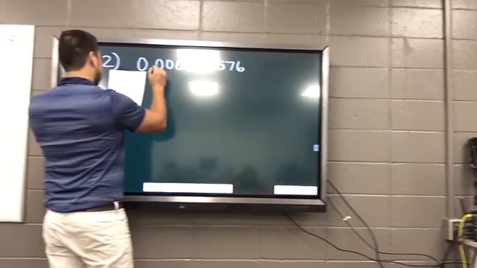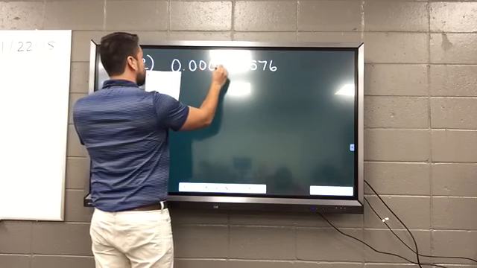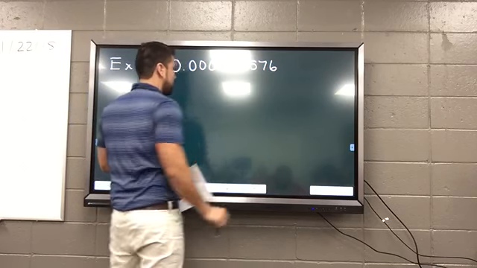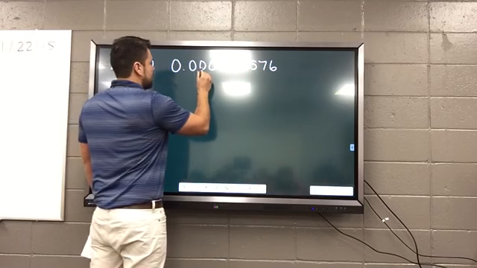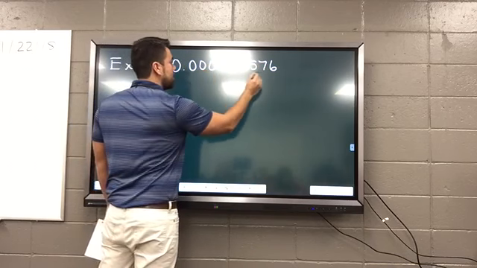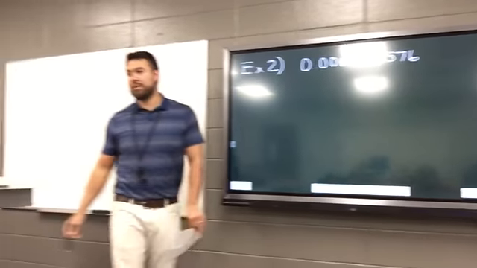And I need to make sure I get the right number of zeros. 1, 2, 3, 4, 5, 6, 7. Okay. 1, 2, 3. Okay. What's the proper name?